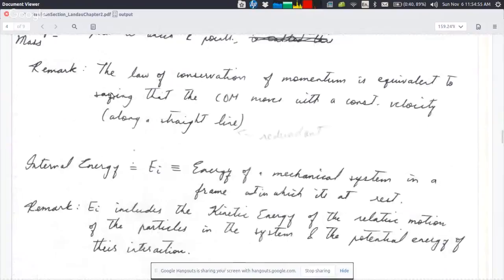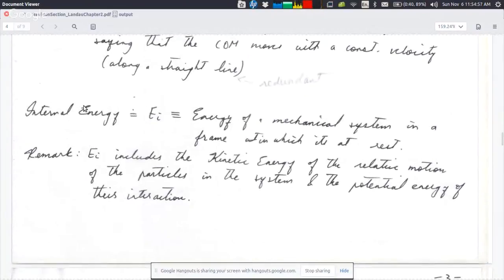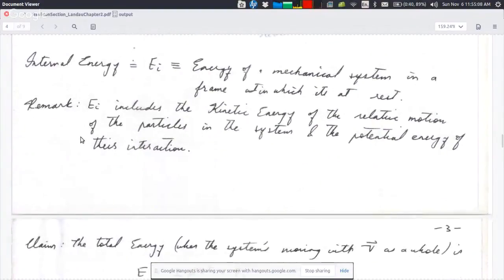All right. So now the internal energy. So internal energy is defined as the energy of a mechanical system in a frame in which it is at rest. So that is the internal energy by definition. So the remark is that the internal energy includes the kinetic energy of the relative motion of the particles in the system and the potential energy of their interaction.